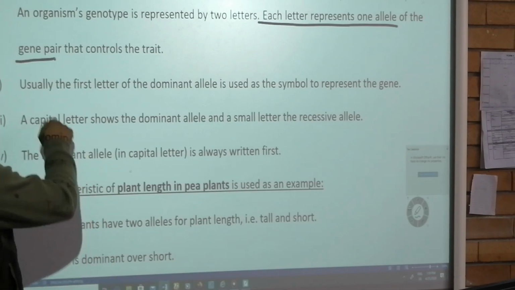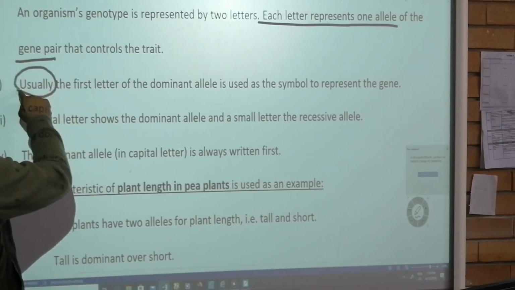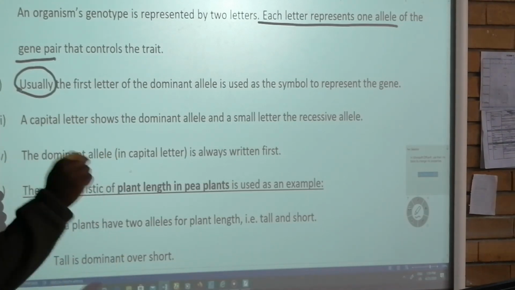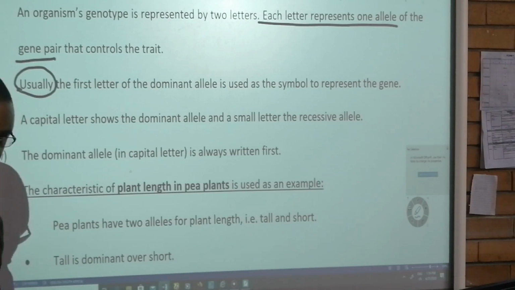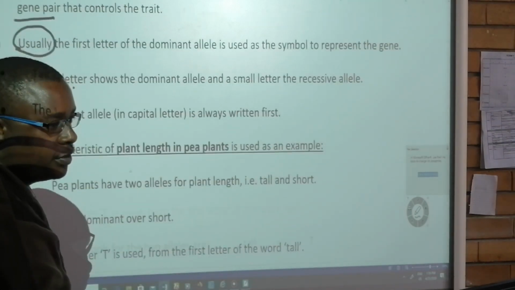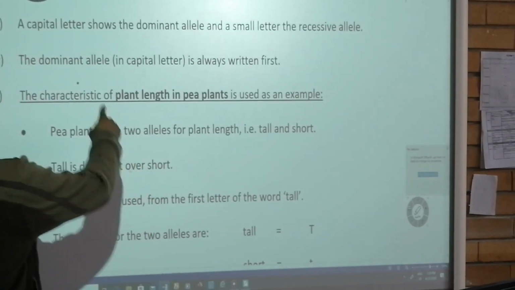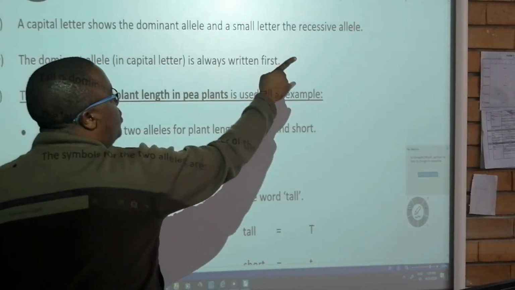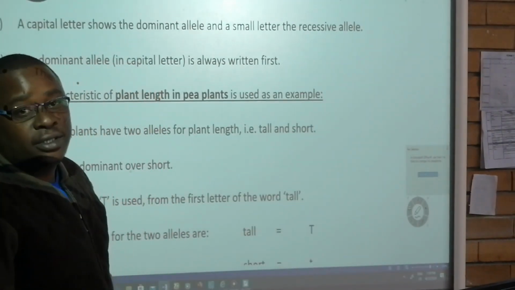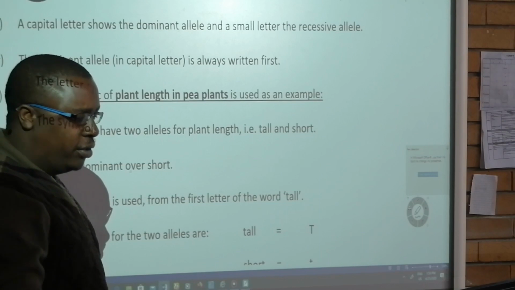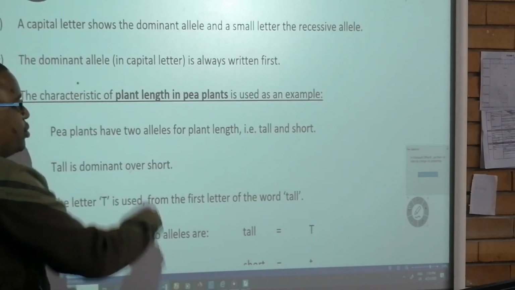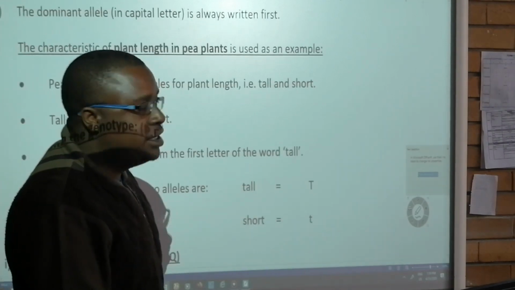And now, usually, the first letter of the dominant allele is used as the symbol to represent the gene. A capital letter shows the dominant allele, and the small letter shows the recessive allele. Don't worry, we'll get to it. The dominant allele in capital letter is always written first.